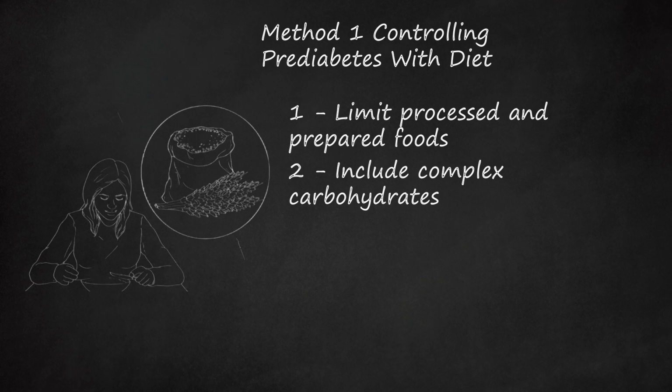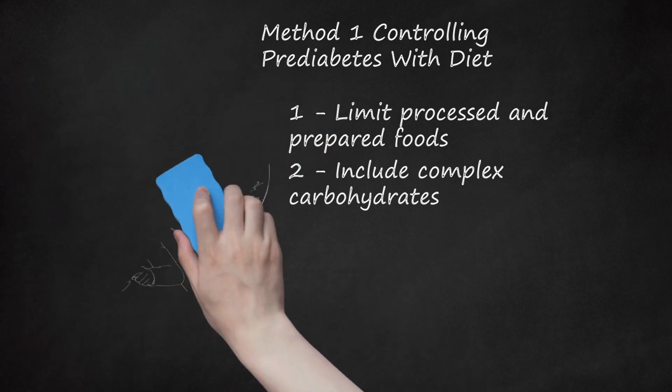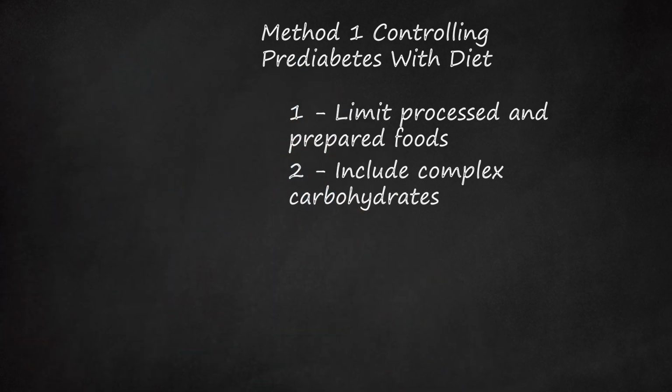Eat most of your complex carbohydrates at breakfast or lunch. Cut down on the portion sizes of complex carbs for meals later in the day to prevent your blood glucose levels from getting too high at night.